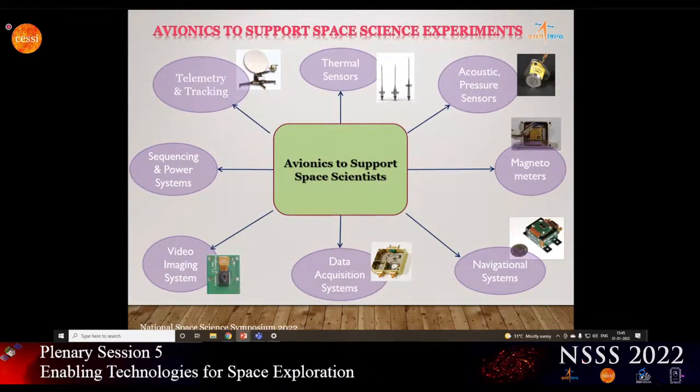Apart from this, telemetry and tracking. If we talk about telemetry and tracking, we have a wide variety of telemetry ranges available. Typically, ISRO works in S-band telemetry, and we have 5 bands of availability at VSSC as a ground station, as well as other stations available at Harikota, SDSC SHAR.